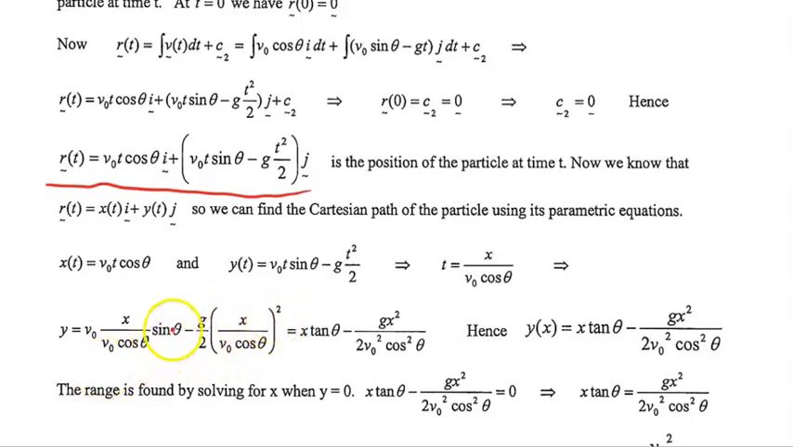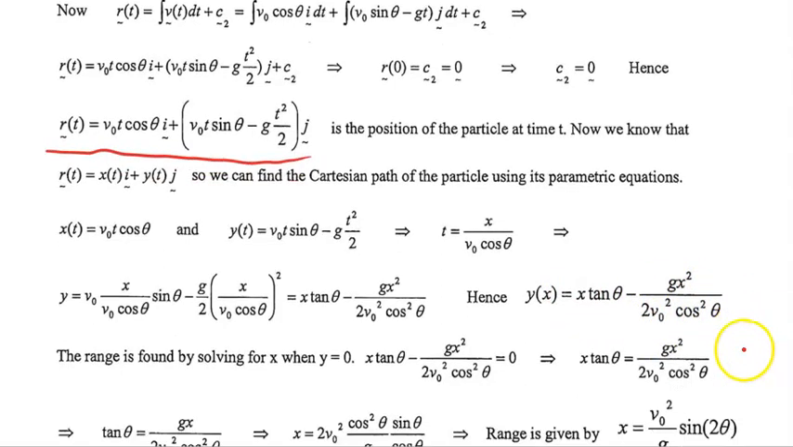When we do that, sine theta on cos theta will give us tan theta. v0 on v0 will cancel out, and we'll just be left with x times tan theta. Sine theta divided by cos theta is tan theta. Here, we're going to get minus g x squared on 2 v0 squared cos squared theta. Tidying that up, we have, hence, y of x, the y coordinate as a function of the x coordinate, is x tan theta minus g x squared on 2 v0 squared cos squared theta.